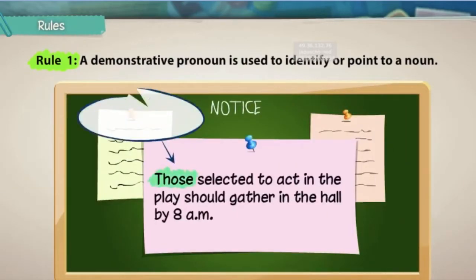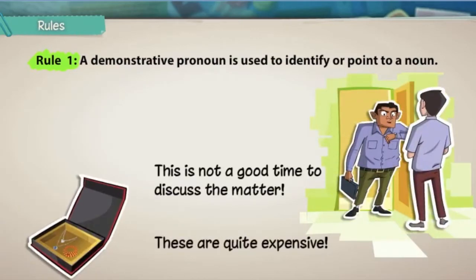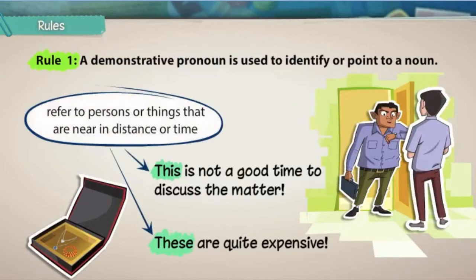Those selected to act in the play should gather in the hall by 8 a.m. So those refers to a category or a group, and those is a demonstrative pronoun. This is not a good time to discuss the matter. These are quite expensive. So this and these are also demonstrative pronouns.